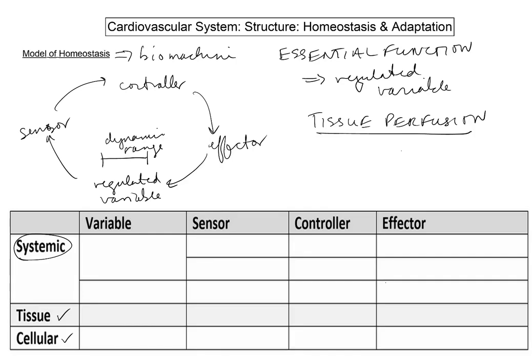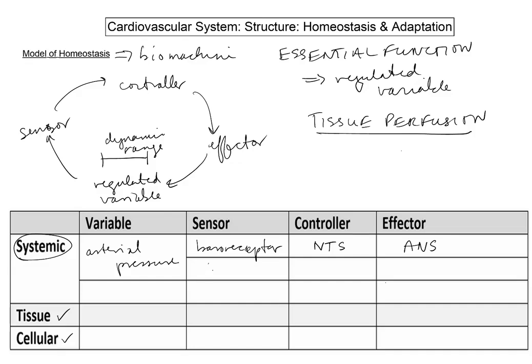At the system level, it monitors two regulated variables. The first of these is arterial pressure. This is monitored by baroreceptors, which are found in the aortic arch and the carotid sinuses. And these then signal to the medulla, specifically the nucleus tractus solitarius, which then uses as an effector mechanism the autonomic nervous system of the sympathetic and parasympathetic nerve systems.